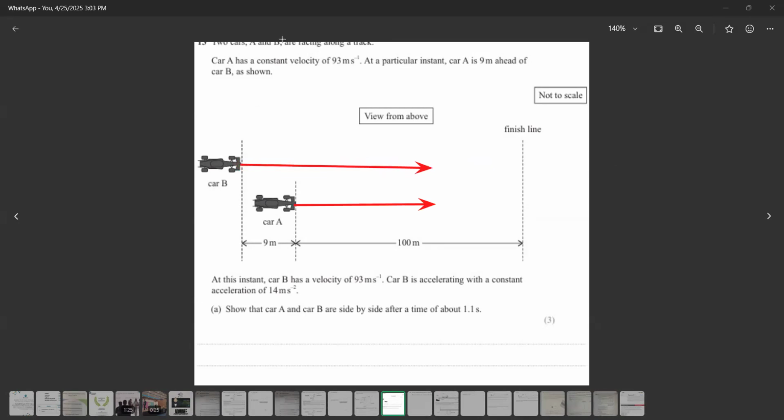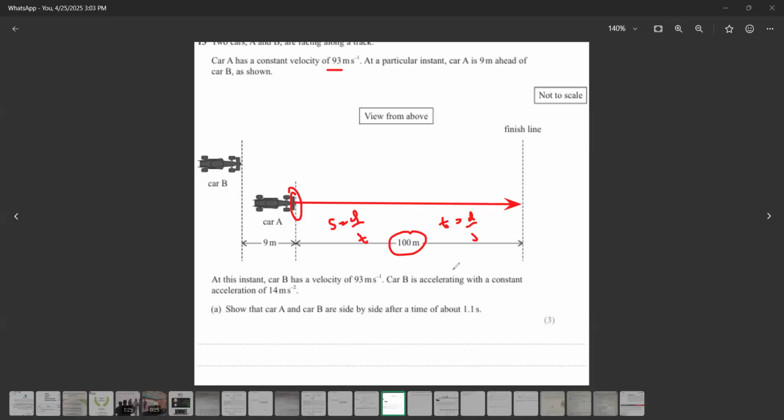So now what we are doing is finding the time taken by car A to reach the finish line. How much time will car A take from this instant? We have the distance, and we have the speed of car A, which was 93. Speed is distance divided by time, so the time is equal to distance divided by speed. For car A to reach the finish line, 100 divided by 93, it will take 1.075 seconds.